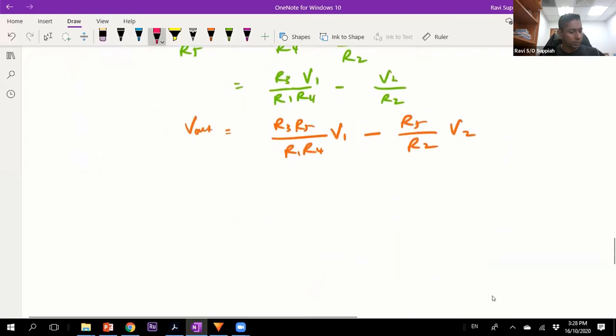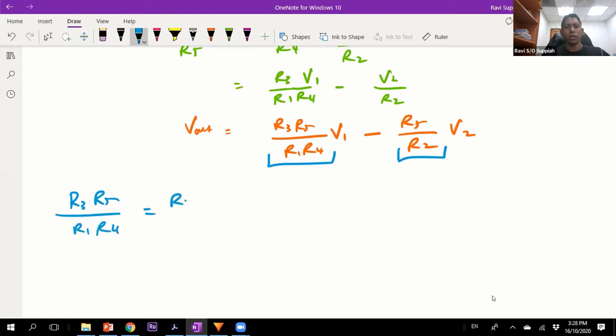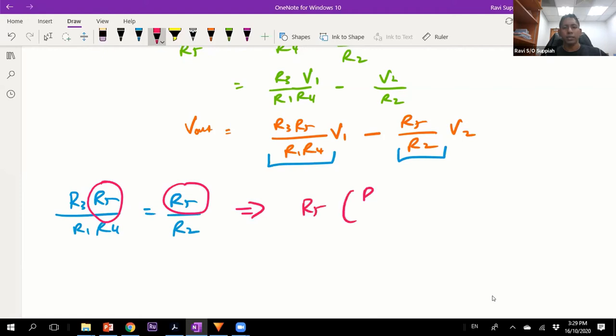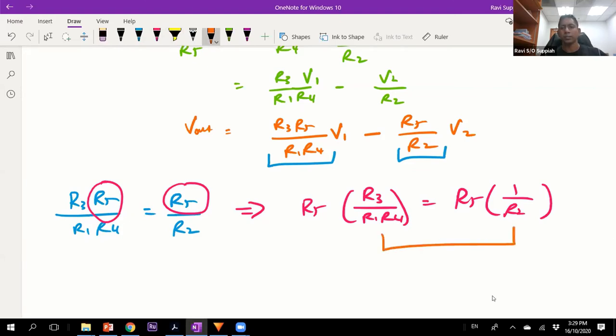So how do we do this? In order for that to happen, this and this must be the same. So if I want R3 R5 over R1 R4 to be equal to R5 over R2. Of course, as long as I satisfy this condition, it's fine. But you see that there is a common R5 over here, so you can bring out the R5 and see the rest. R3 over R1 R4 equals R5 times 1 over R2. Since R5 is common, what is left is this and this. So what I need to fulfill is that R3 over R1 R4 must be equal to 1 over R2.